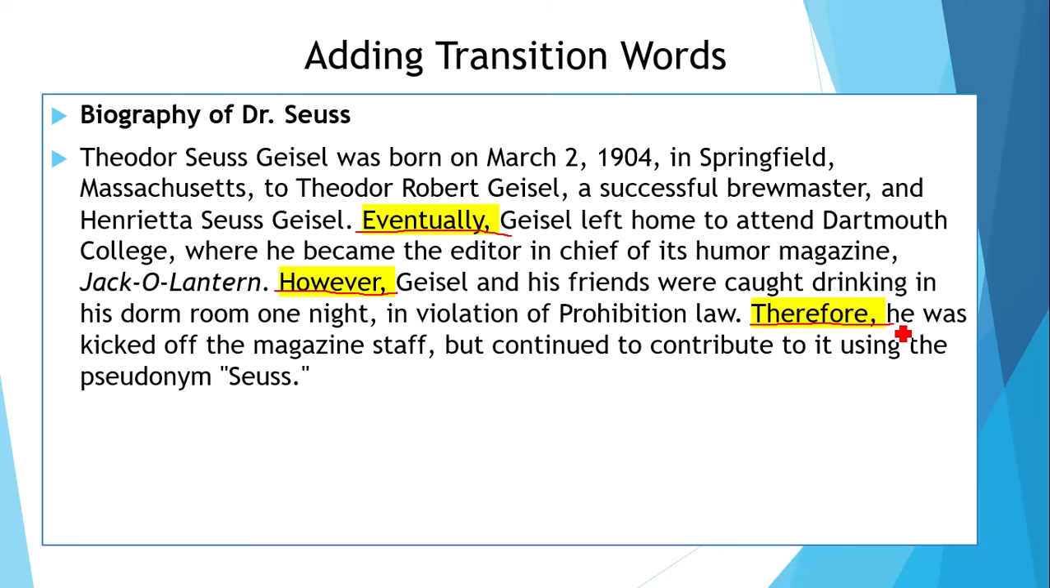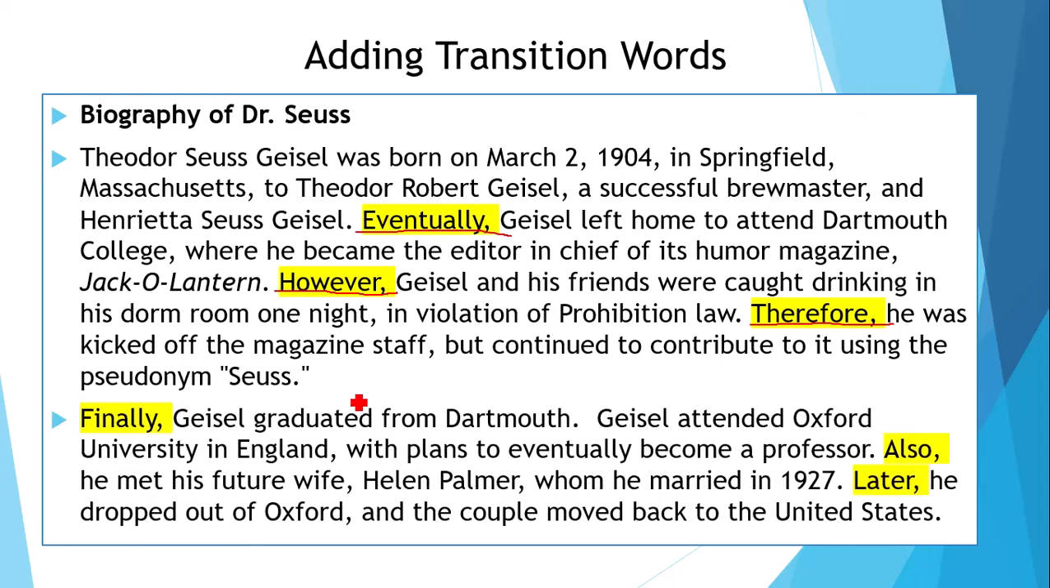So we have a couple different types of words. First, with eventually, that's a chronology word. It's showing that time has passed. With however, it's a comparison word. So he was the editor-in-chief of a magazine at Dartmouth. However, comparison, even though he had that responsibility, he and his friends were caught drinking. Therefore, that's a conclusion word, so we're showing the result. Therefore, because he was caught drinking, he was kicked off the magazine staff.